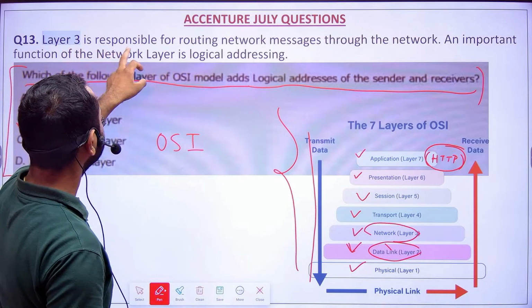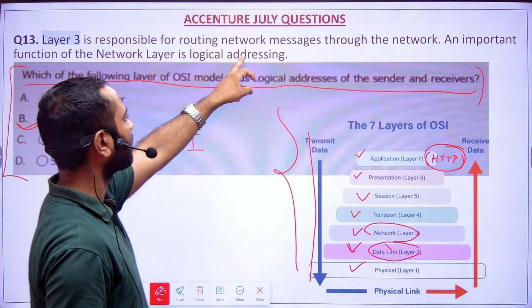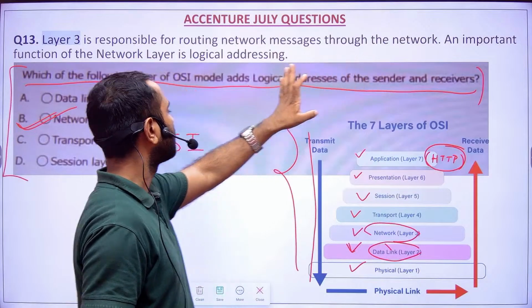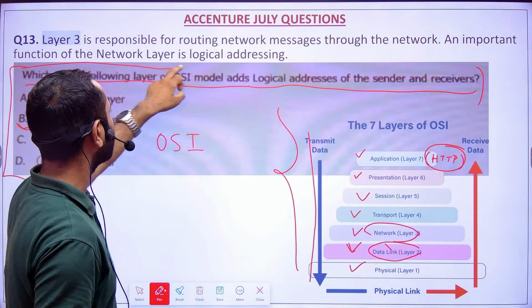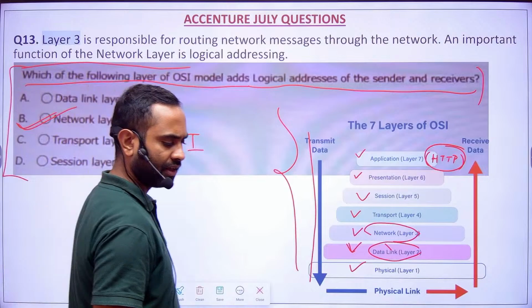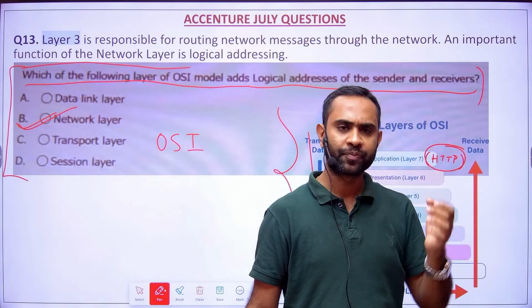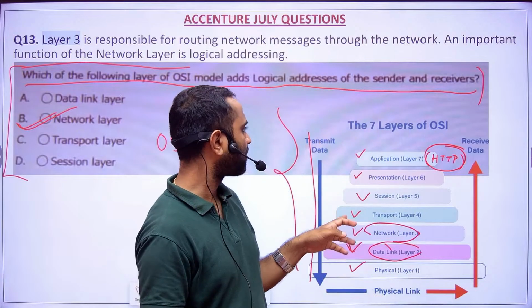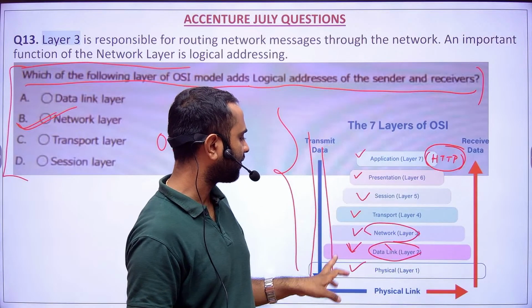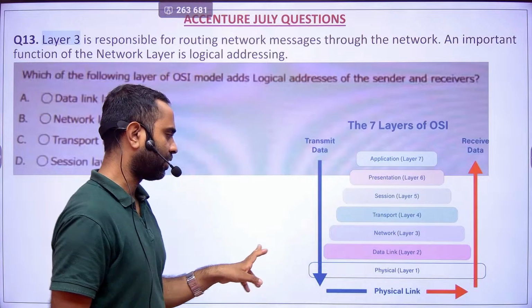Layer 3 is responsible for routing network messages through the network. An important function of the network layer is logical addressing. So it adds the addresses for the sender and receiver, and the responsible layer is the network layer. Okay, fine.